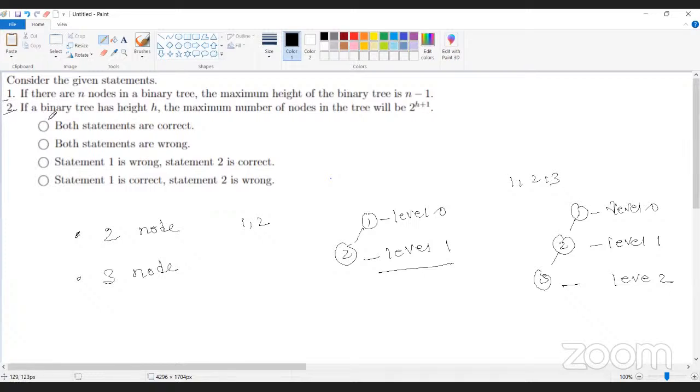The second statement is: if a binary tree has height h, the maximum number of nodes in the tree will be 2 to the power h plus 1 minus 1, right? 2^(h+1) minus 1. So this statement is wrong. So that's why statement 1 is correct and statement 2 is wrong. Any doubt in this question? No, sir, it's clear now.